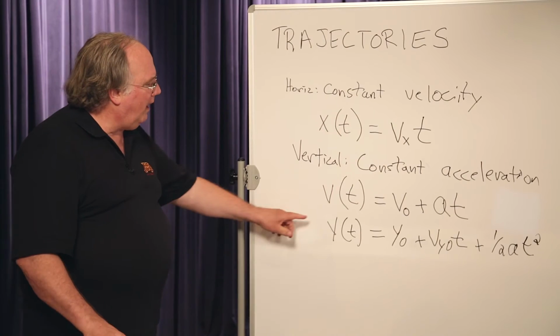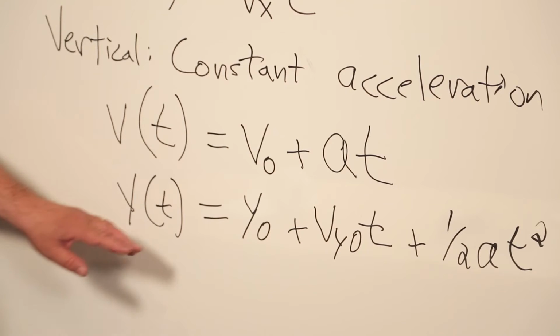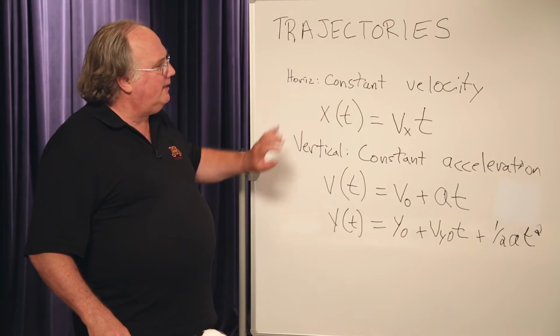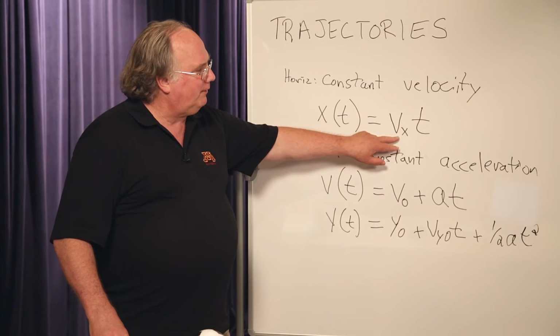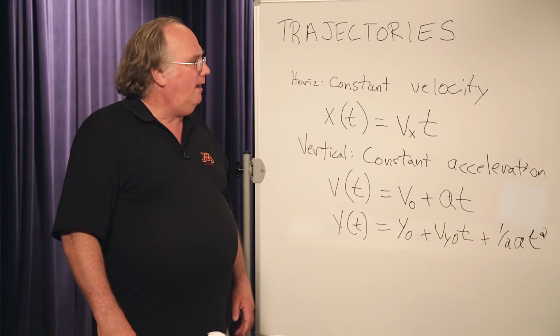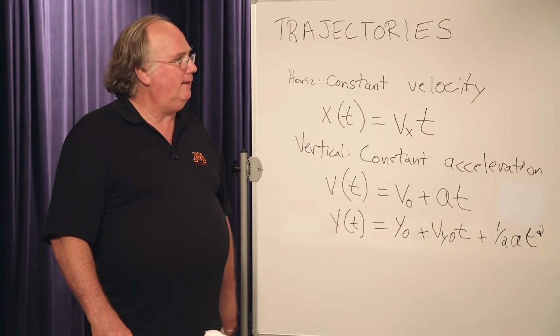So the y position changes as time goes by. The y velocity changes. X, on the other hand, has constant velocity. Its velocity is always the same, and it just rolls along at a constant speed.